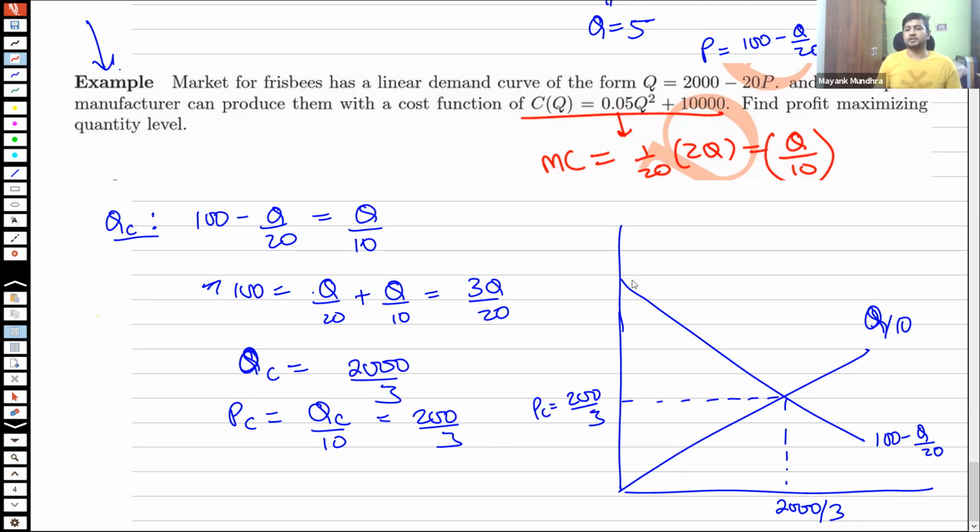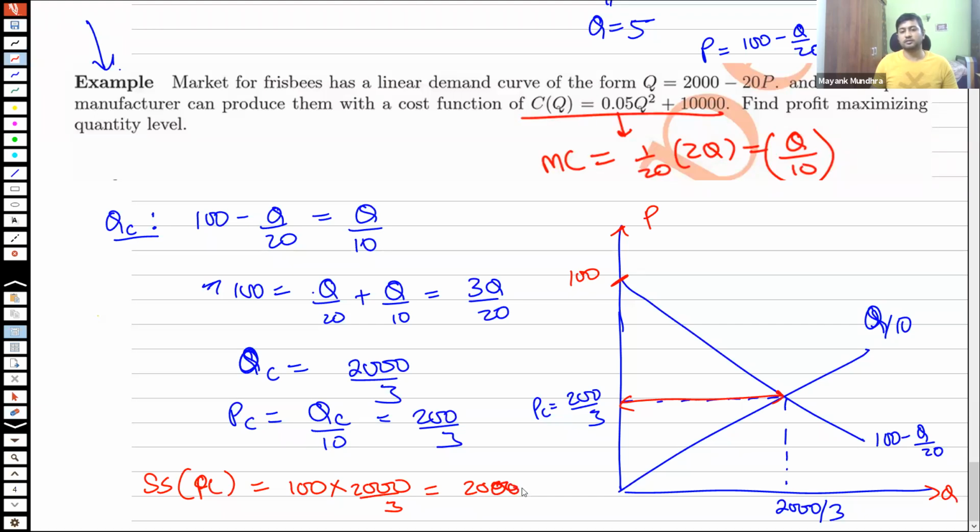Now this area is obviously 100, right? Because that's the price when quantity is 0. So I know that price equals 100 minus Q by 20. So this is 100, and this entire area is going to be this distance, which is 2000 by 3, into 100. So social surplus for perfect competition is going to be 100 into 2000 by 3. That is 2 followed by a lot of zeros divided by 3.